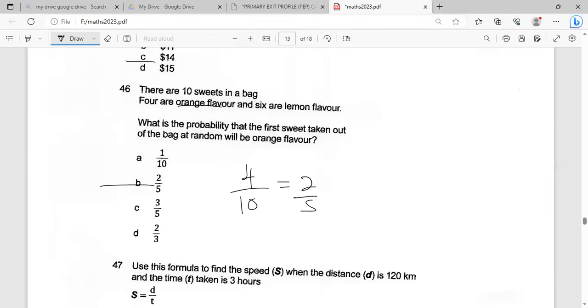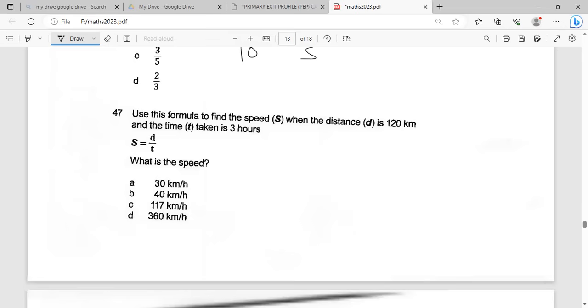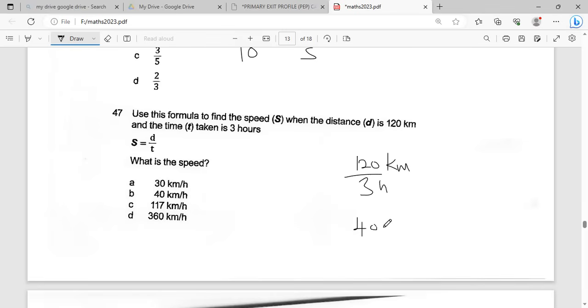47. Use the formula to find the speed S, with the distance D being 120 kilometers and the time taken being 3 hours. So speed is equal to distance over time. All we have to do is just divide this by 3 hours, which gives us 40 kilometers per hour. All right, big up yourself.